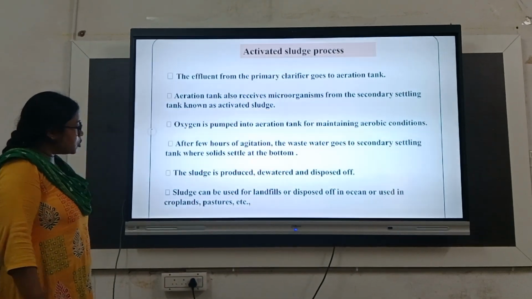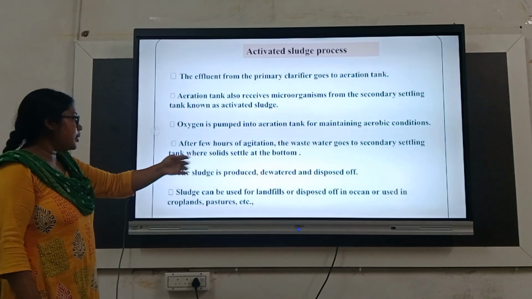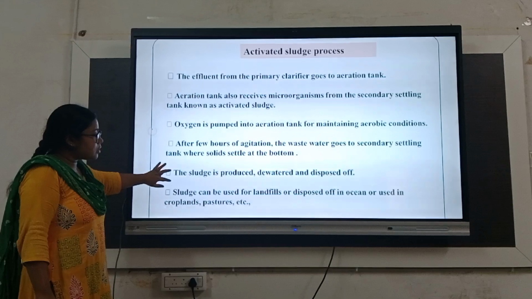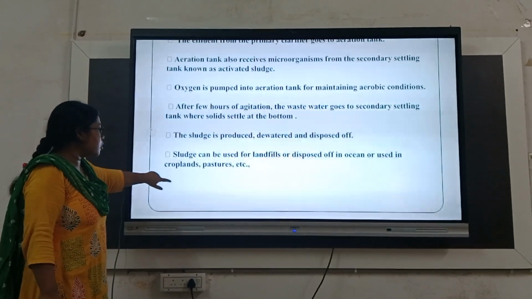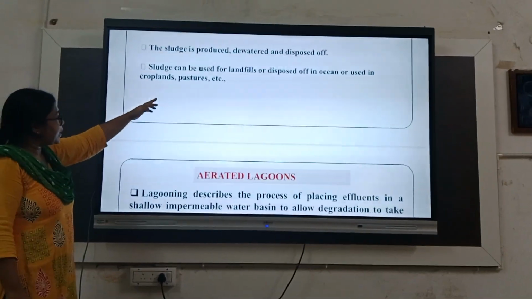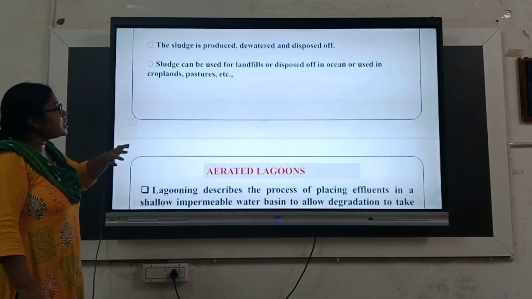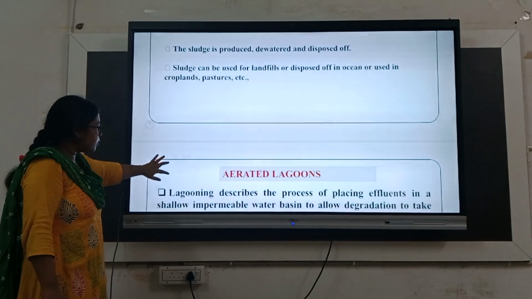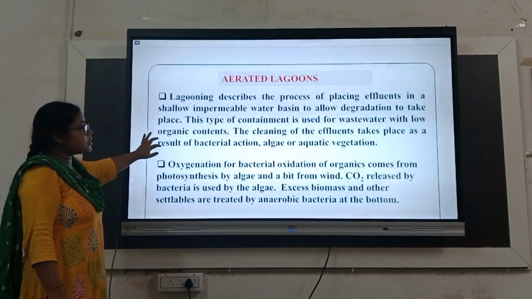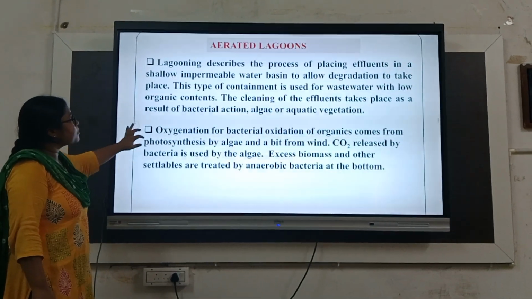The sludge is produced, dewatered and disposed of. The sludge can be used for land or disposed of in the ocean or used in croplands or pastures. Actually, the sludge cake that I mentioned earlier is used as fertilizer in agricultural fields.